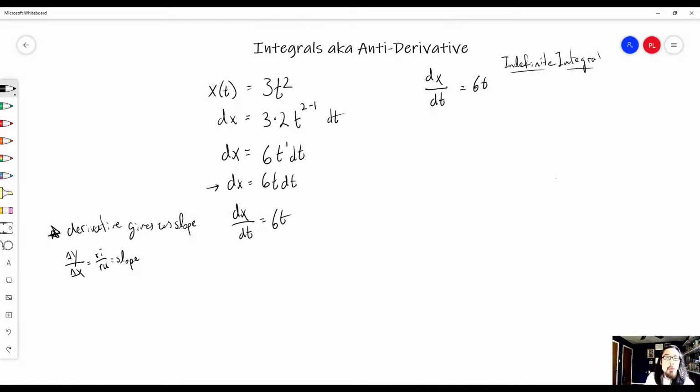All right, so in order to find the integral of 6t, we have to take our steps in reverse. So we're starting off here. Let's do this in a different color. The next step is to separate the dx and the dt, and that's very important. You have to think about it like this: I want to multiply both sides by dt, because I want to make sure the variables t and dt are together.